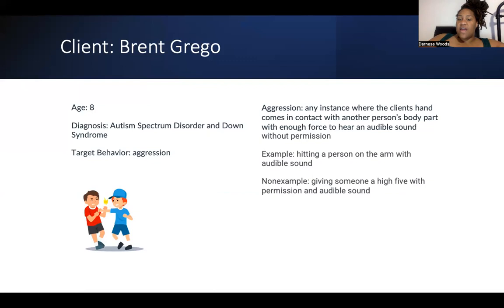Aggression can be defined as any instance where the client's hand comes in contact with another person's body part with enough force to hear an audible sound without permission. So, for example, hitting a person on the arm with an audible sound. And another example would be giving a high five with permission and an audible sound.